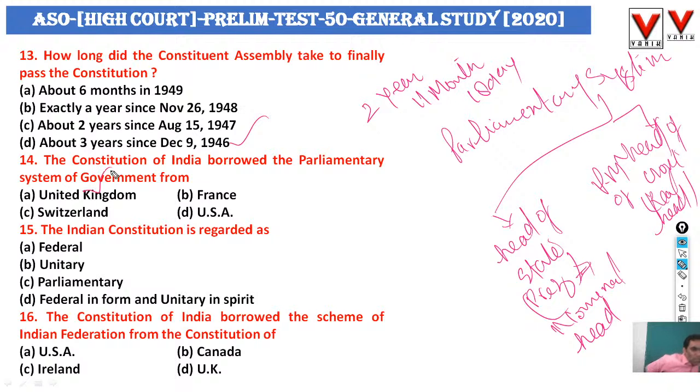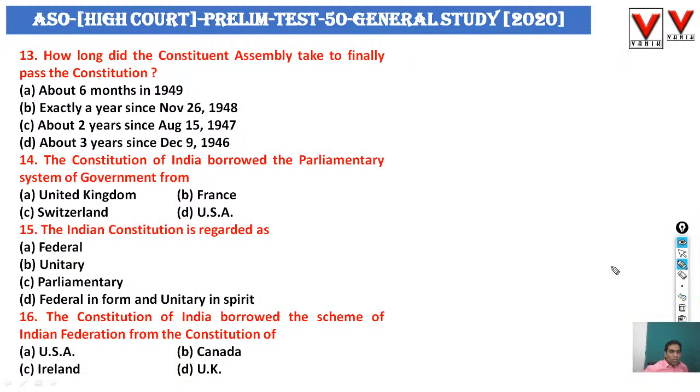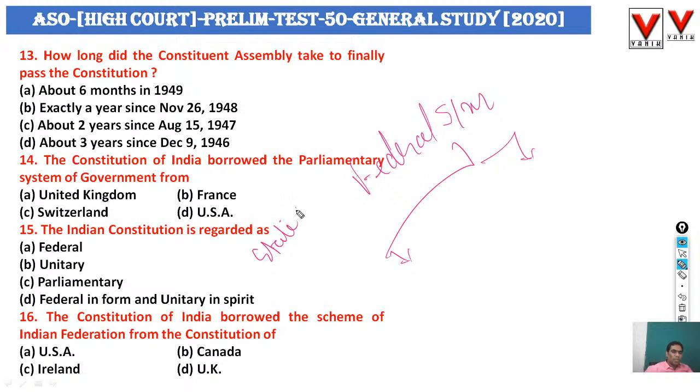Next question we are going to discuss is the 15th question, and the question is: the Indian Constitution is regarded as federal in form and unitary in spirit. Let me clear it explicitly. When we talk about a federal system, it is about the separation of power between the states and the union. So that is federal.